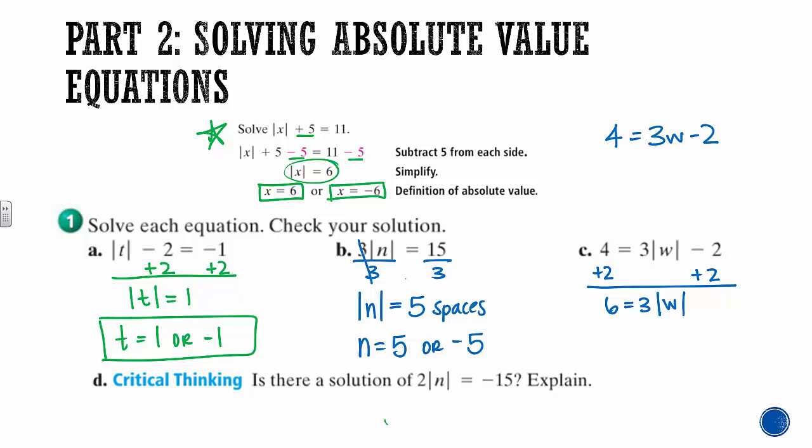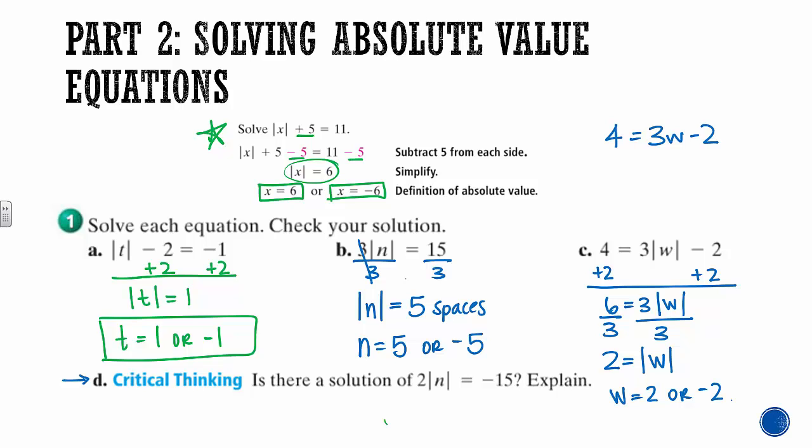And now this looks just like the last one we did. We got to get the absolute value by itself. So divide by 3. So I get 2 equals the absolute value of w. Now to find the answer, I want to know what two numbers are 2 spaces away from 0. And it's 2 or negative 2.